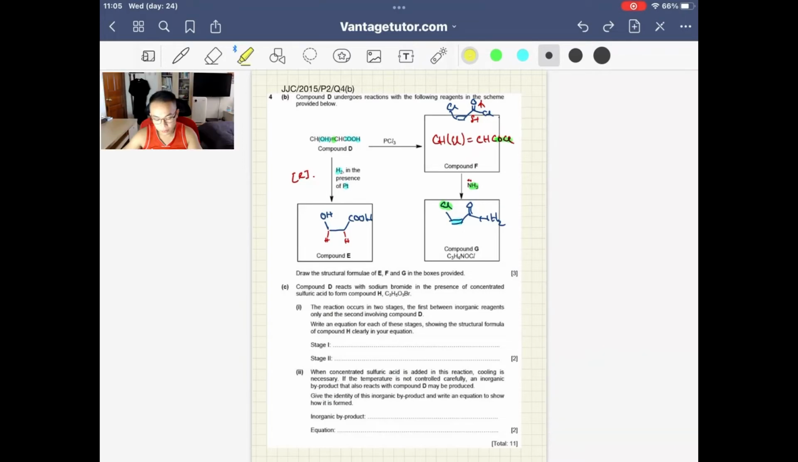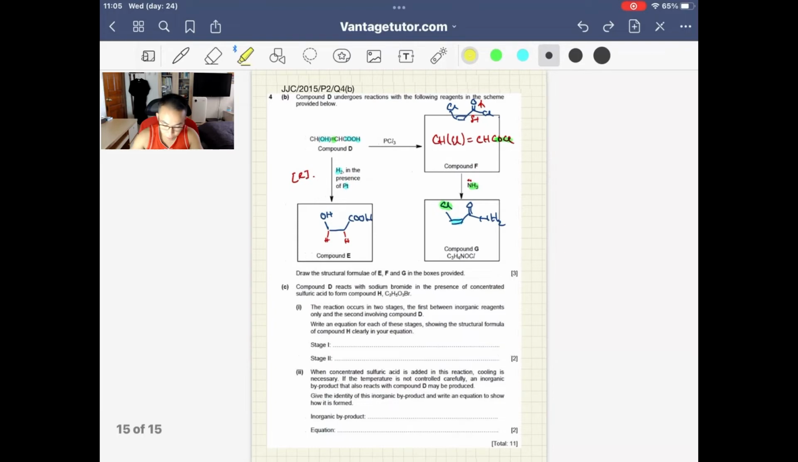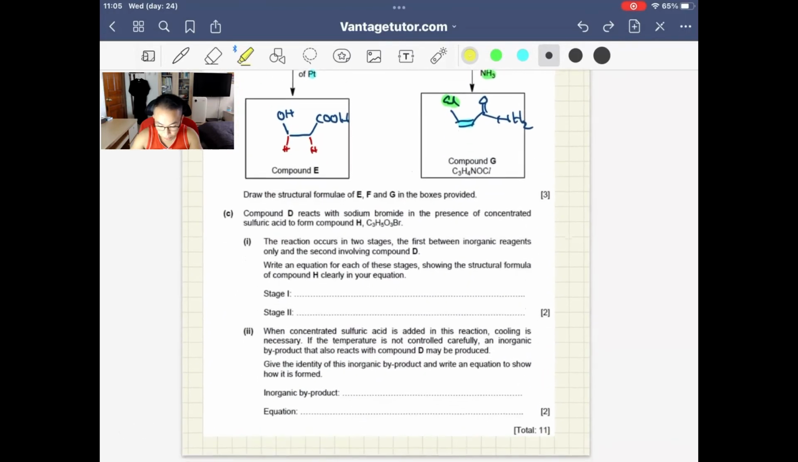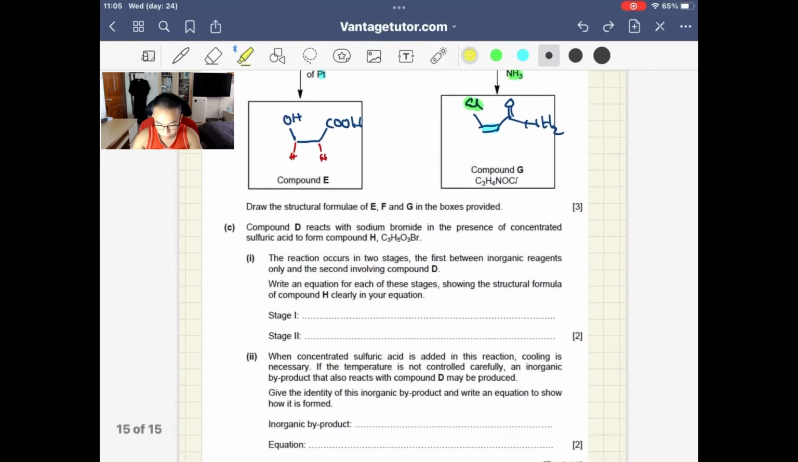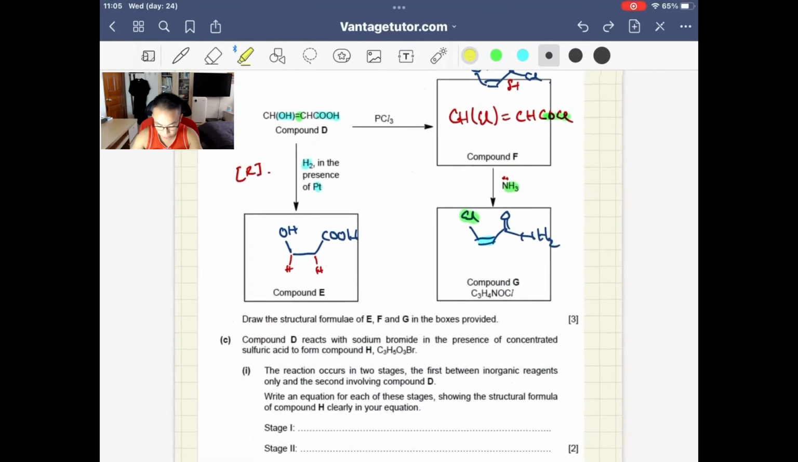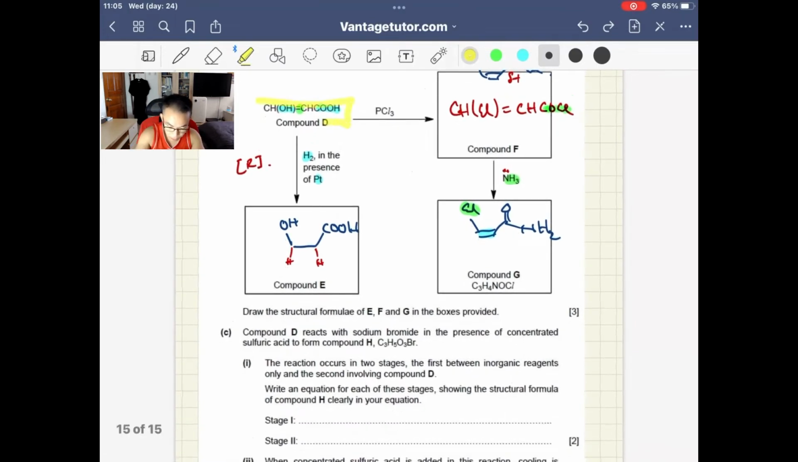Alright, so if I look at Part C, this is a question that you tend to see a lot in your prelim papers. So let's go through it first. Compound D reacts with sodium bromide in the presence of concentrated sulfuric acid to form compound H. Compound H is not drawn here at all, but basically you start from compound D, and then somehow you react and form this compound right here.